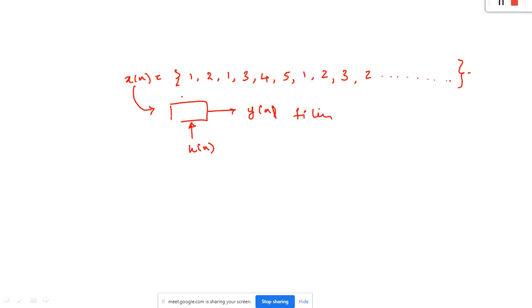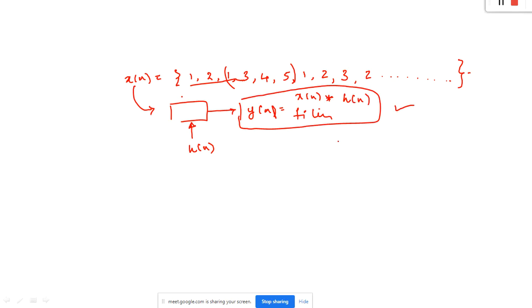In real time I cannot say that I am going to get only this many values, or only 4 to 5 values or 6 values. I don't know; I will be getting a series of inputs x of n to the system, and that series is supposed to go through the operation called circular convolution or linear convolution. In general it's a convolution operation with h of n, and then I need to get the y of n output.